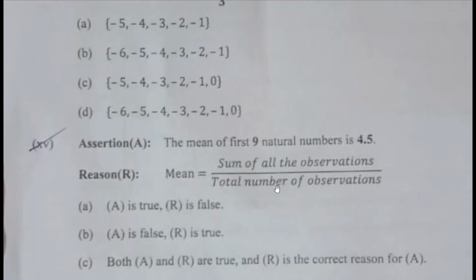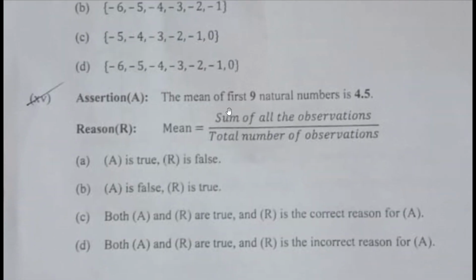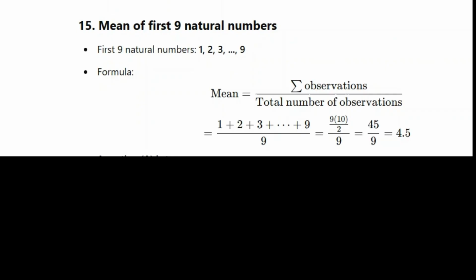Now come to the question number 15. Given the mean of first 9 natural numbers is 4.5. Mean of first 9 natural numbers. Sum of 9 numbers is n into n plus 1 by 2, that is 9 into 10 by 2, that is equal to 45. Here is given 4.5. This is your 45. So this is wrong. Then this is given mean equals sum of all the observations by total number of observations. This is correct. This is false and this is correct.